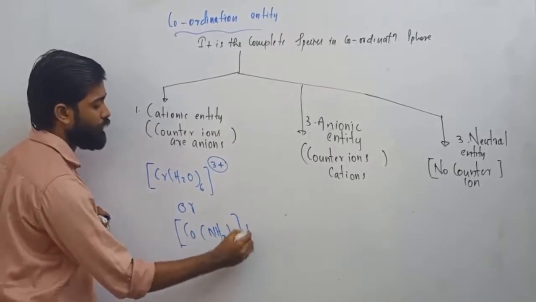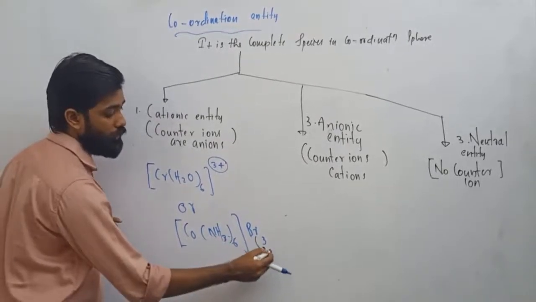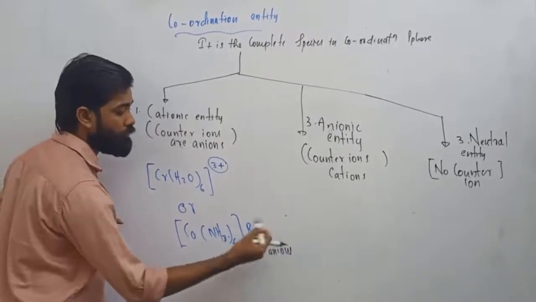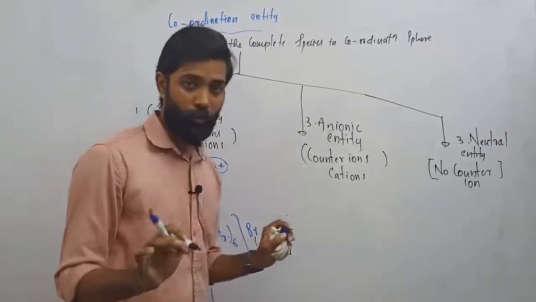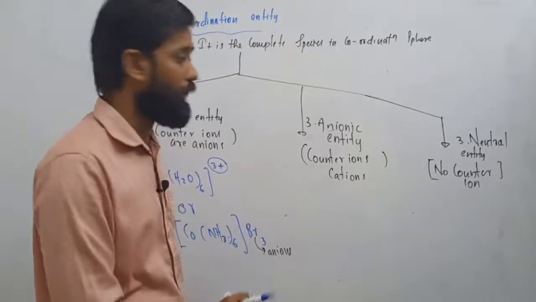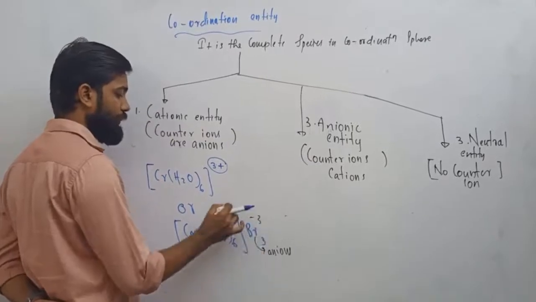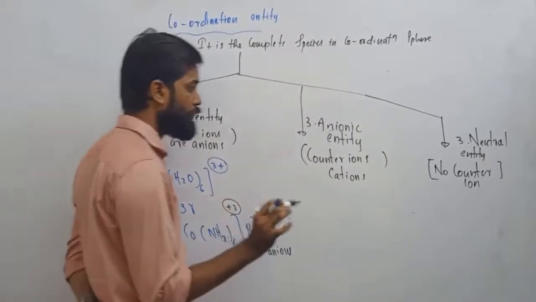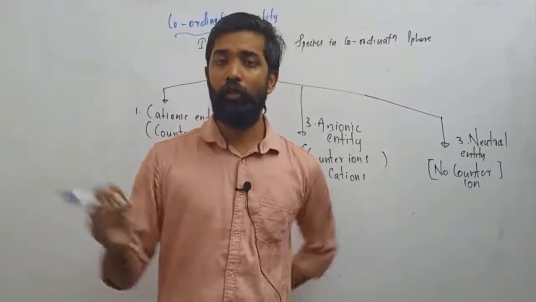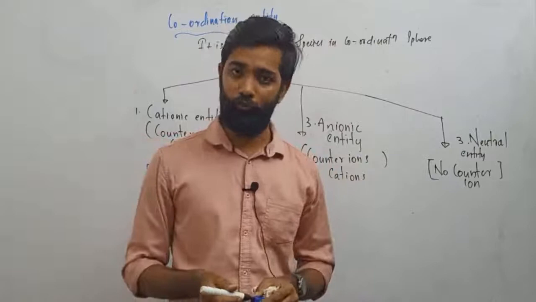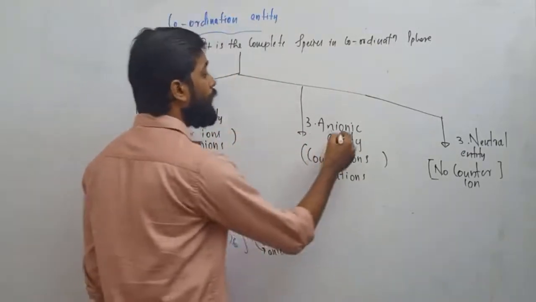If you have counterions that are anions, then the charge of the entity will be cationic. The charge of the entity will be positive, no doubt. So the entity will be a cationic entity. Here the charge of 3Br is minus 3, so the entity is plus 3. So how can you find the cationic entity? Either the entity is given with a positive charge, or the counterion will be an anion. And how can you find the anionic entity?